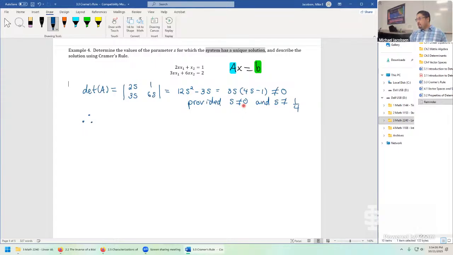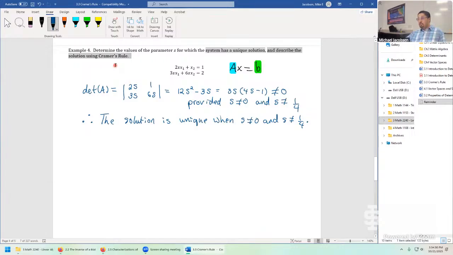therefore, the solution is unique when s is not 0, feels a little bit redundant, but let's say it to be specific, and s is not 1/4. So we have a unique solution in those cases.